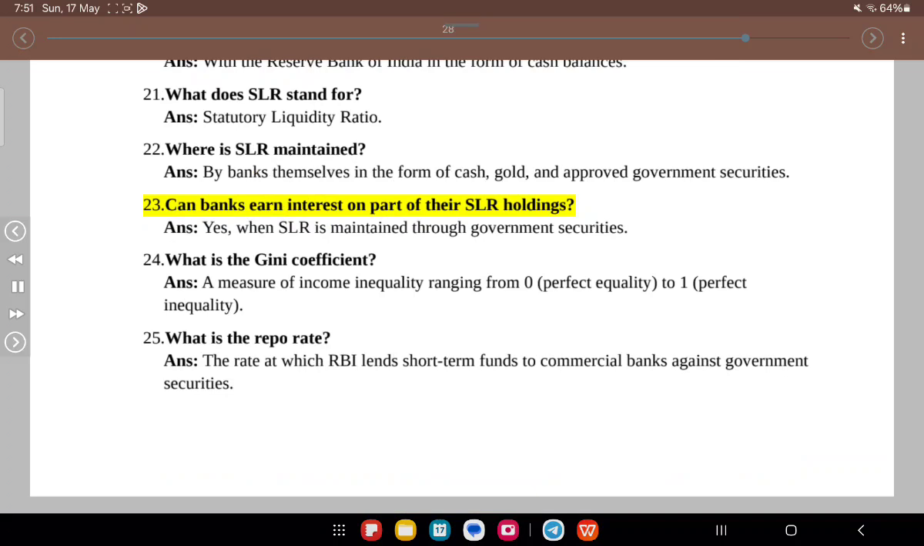23. Can banks earn interest on part of their SLR holdings? Yes, when SLR is maintained through government securities. 24. What is the Gini coefficient? A measure of income inequality ranging from 0, perfect equality, to 1, perfect inequality. 25. What is the repo rate? The rate at which RBI lends short-term funds to commercial banks against government securities.